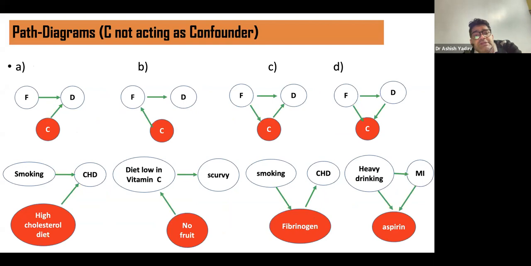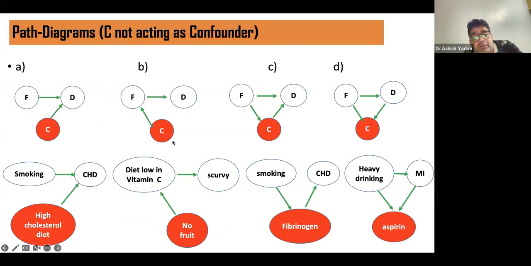Now, when C is not acting as a confounder, when C is related to D, that is, the confounder is related to the disease outcome but is not related to the risk factor F, in that case C will not be considered a confounder. Smoking is related to CSD. High cholesterol is related to CSD, but high cholesterol is not related to smoking. So in this case, this red one will not be considered as a confounding variable.